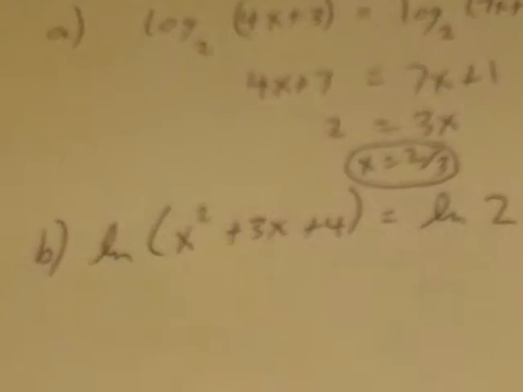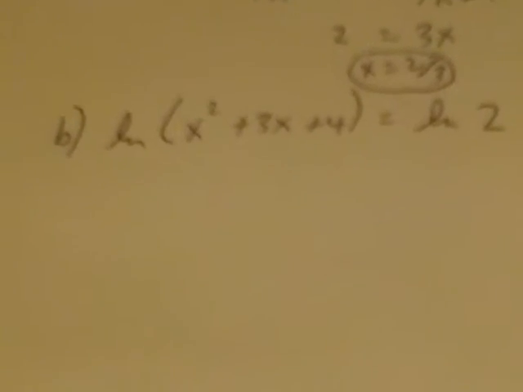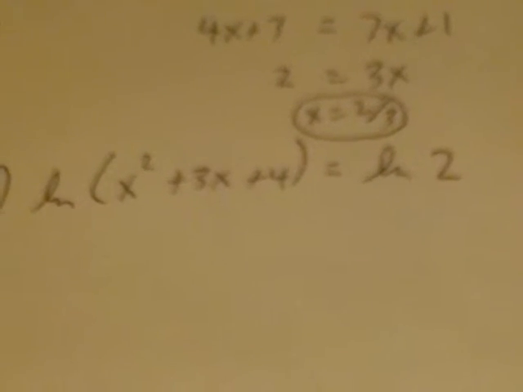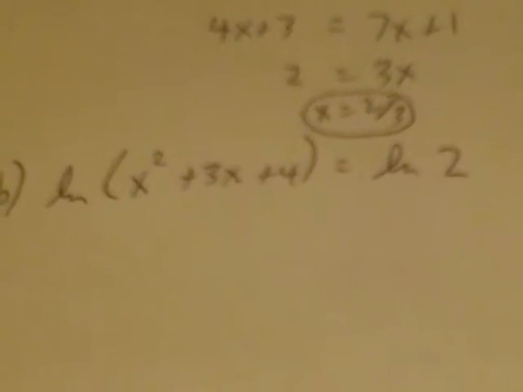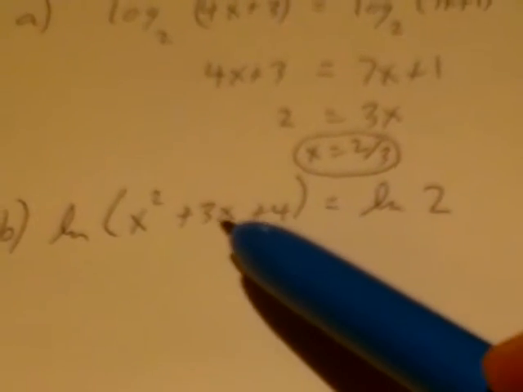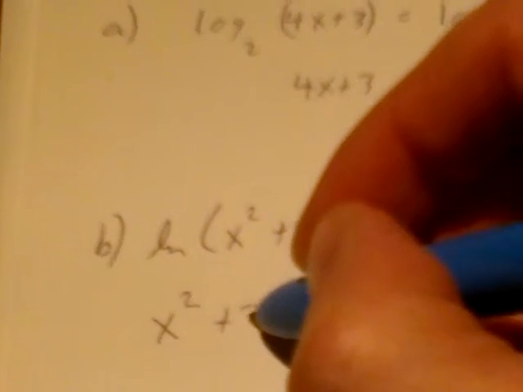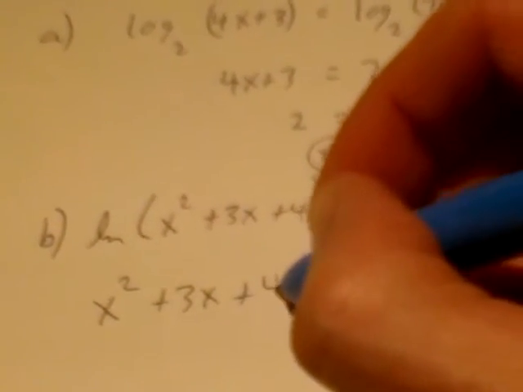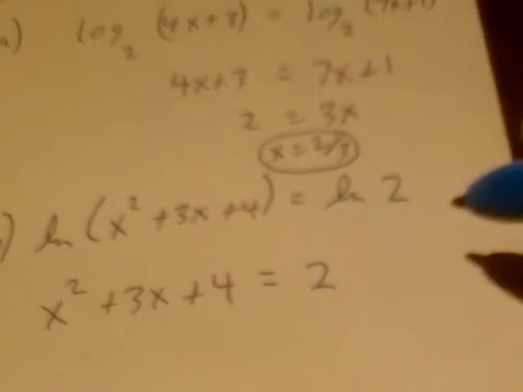And the last one of this type, because there's only two, is a bit of a quadratic one, and that's okay because we're all good at solving quadratics by now. And so it is the natural log of x squared plus 3x plus 4 equals the natural log of 2. And you'll notice that it's the same base. This is a log base e. So really all we need to do is just set this equal to this. So we have x squared plus 3x plus 4 equals 2.